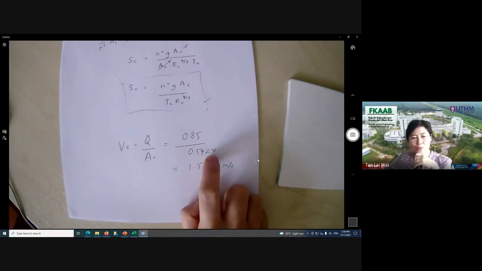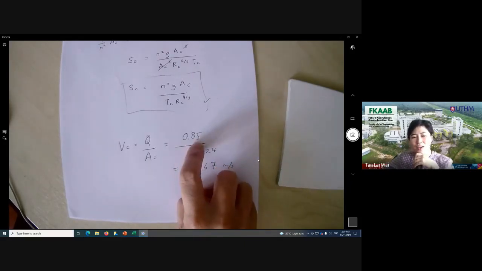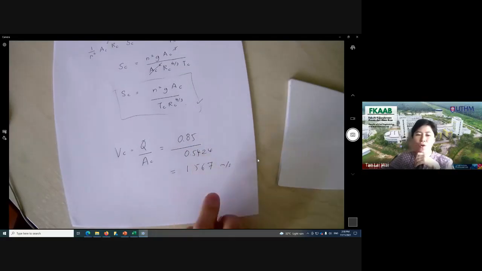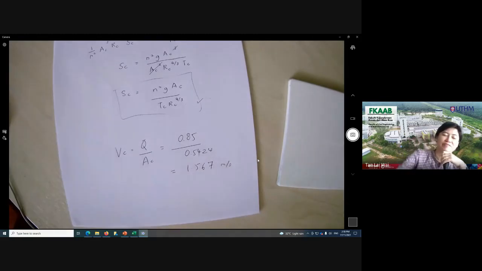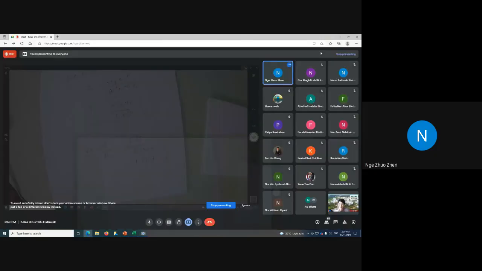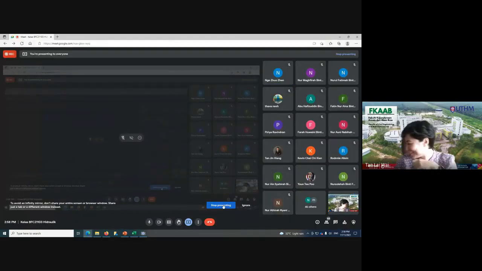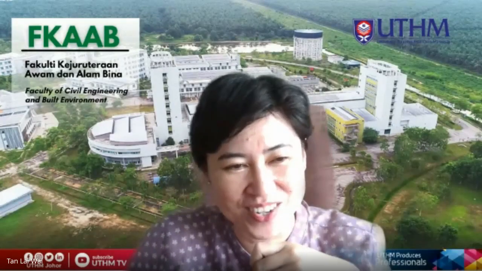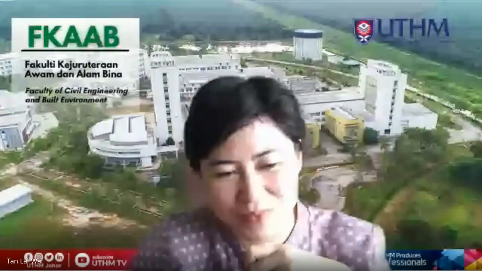AC should be 0.5 because this is constant, right, Q? Yes. AC should be 0.5424. All right, you're going to get this. Okay? If you are using this mass conservation equation, it looks simpler, all right? But anyhow, you can use various equations, which are related.